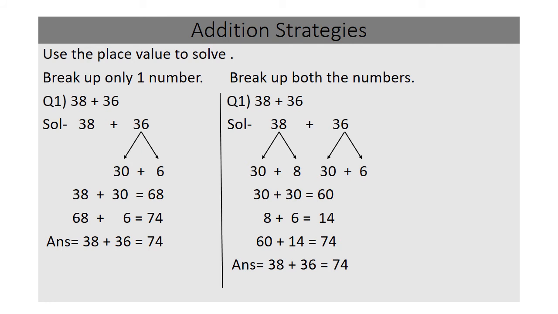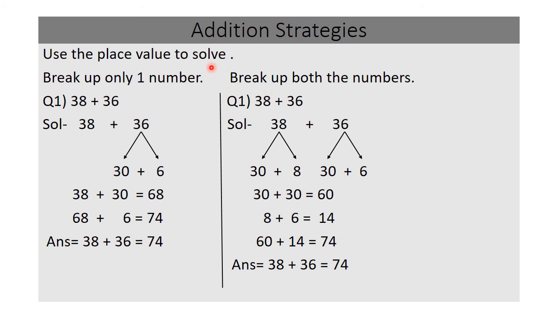Yes, so by this we have come to the end of this module where we are going to talk about the addition strategy. Whenever we have to add two addends, we can simply add them and write the sum or total, but there is one more strategy you can follow. Either you can break up one number and then add, or you can break up both the numbers and then add and get the sum or total. You simply have to use the place value to solve these kinds of questions.